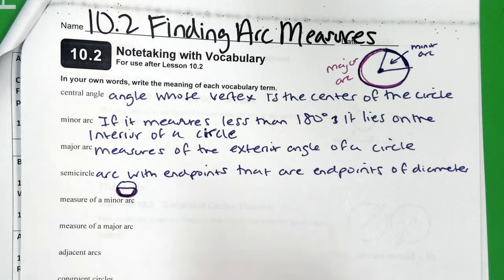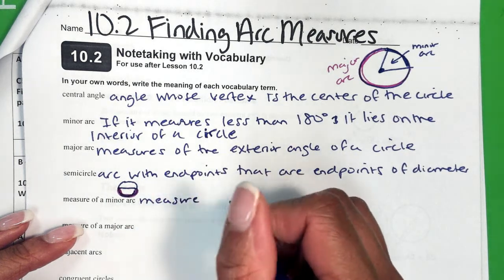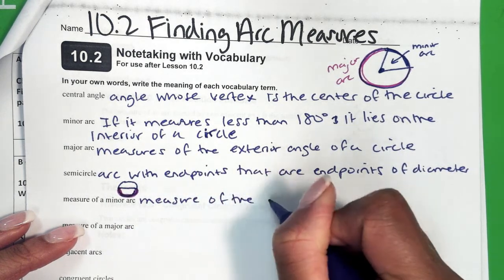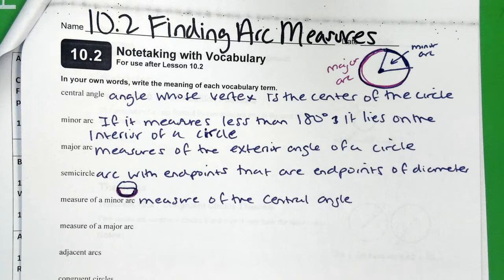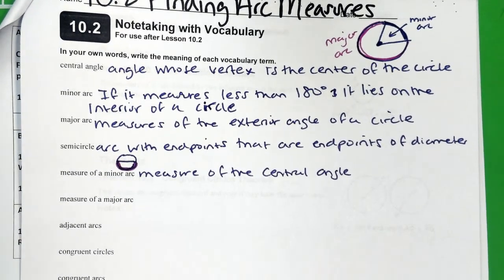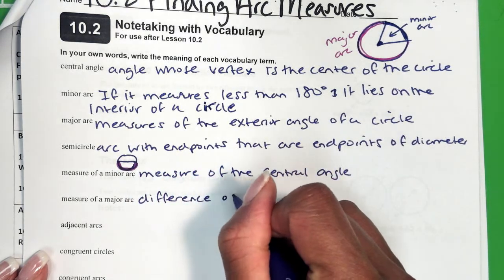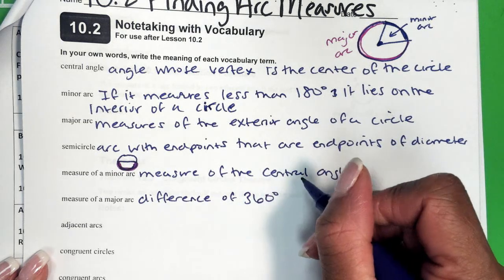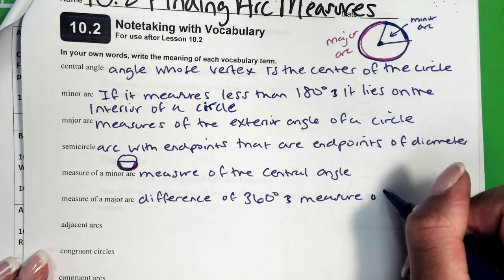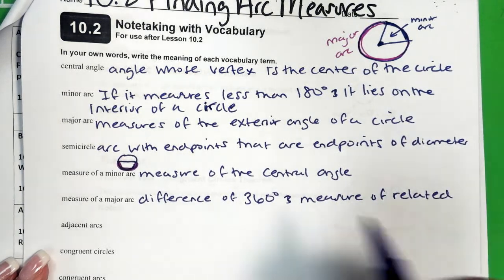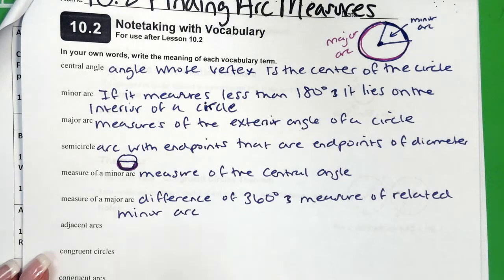The measure of a minor arc is the measure of the central angle. And the measure of the major arc is the difference of 360 and the measure of the related minor arc. We'll do an example of that one later.